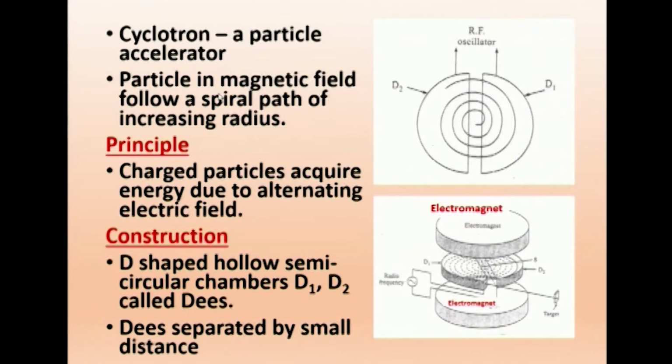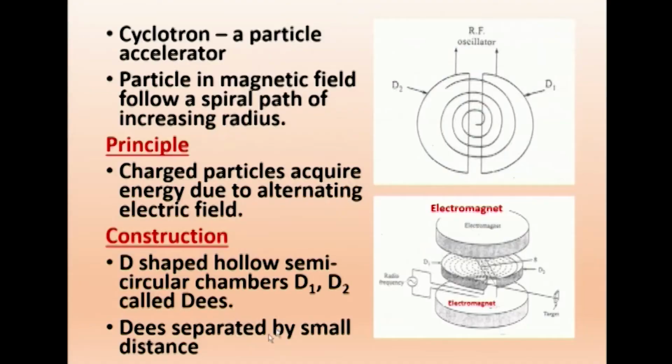So the construction: it's D-shaped hollow semicircular chambers. Already we said this, semicircular chambers, D1 and D2. They are just called Ds. The Ds are separated by a very small distance. It's actually a hollow disc, and we cut it into two and slightly separate them, so they are separated by a very small distance.